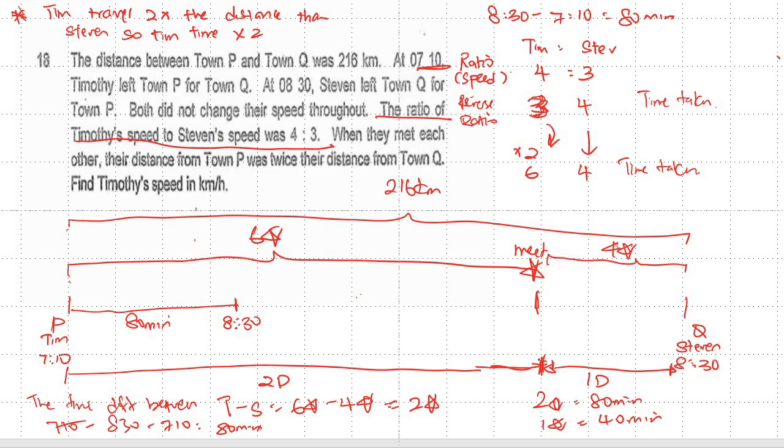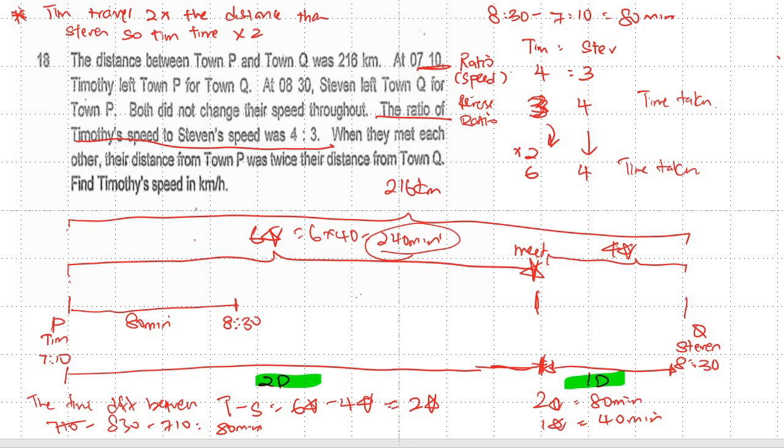So what is the total time taken for Timothy? It's actually 6 times 40, which is 240 minutes. Okay, so here is 80 minutes already. Now I already have the total time. I need to find the total distance. How do I find the total distance? Because I know that the total distance is 3 units, because here is 2, here is 1.